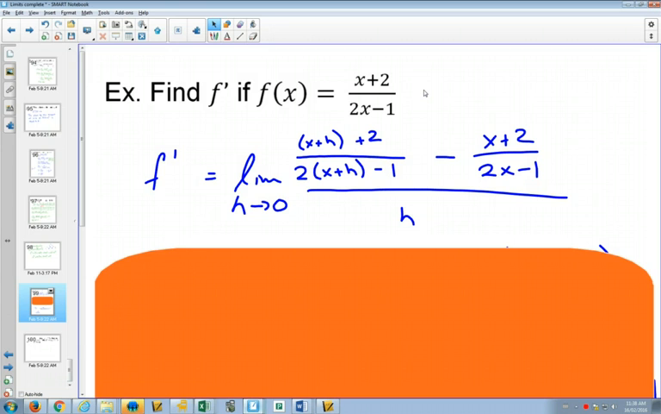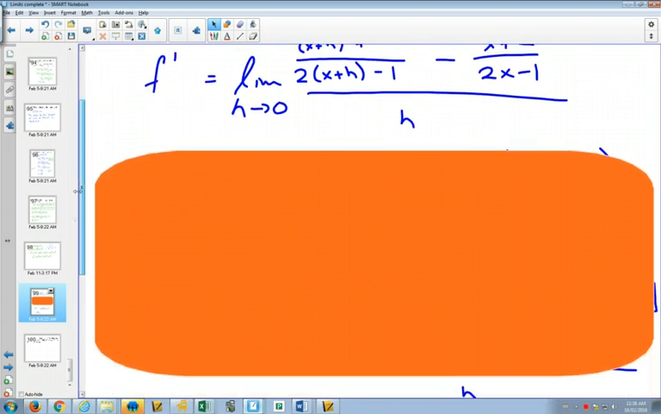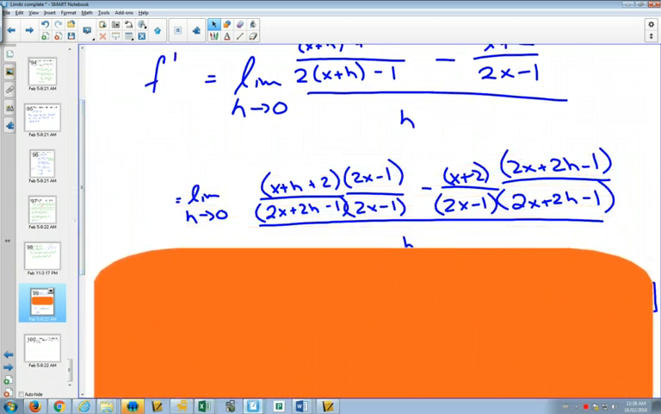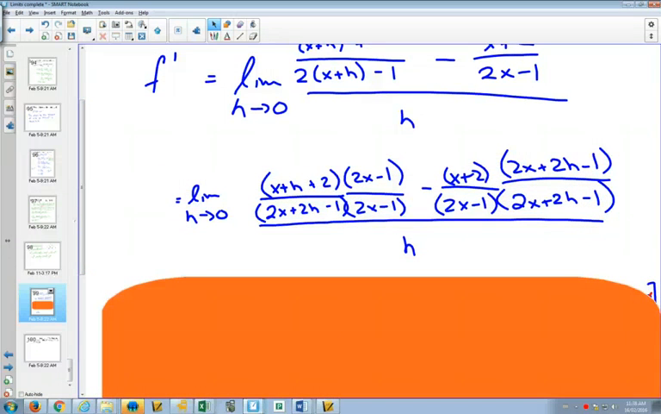Our strategy right now is to try and get a single fraction, and we can do that by trying to get a single fraction on the top. So we need a common denominator. What will that look like? We'd have to multiply, and I multiplied the 2 through the x plus h, so I wrote 2x plus 2h minus 1. But then to get a common denominator, the first fraction is going to need a 2x minus 1 on the bottom. The next fraction is going to need the 2x plus 2h minus 1.